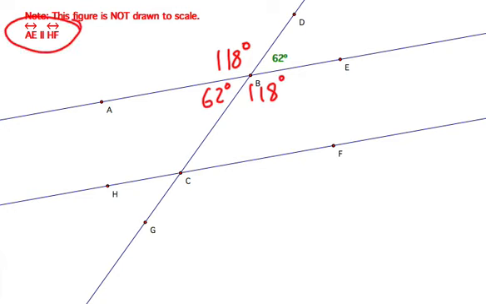Then over here it tells us they're parallel. So if they're parallel, all the corresponding angles are the same. So everything's the same as the ones up here. Ta-da! Okay, so we use vertical, supplementary, and corresponding angles.